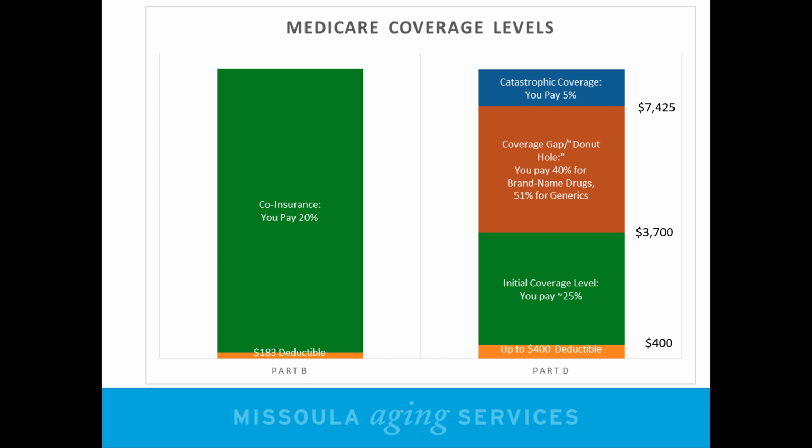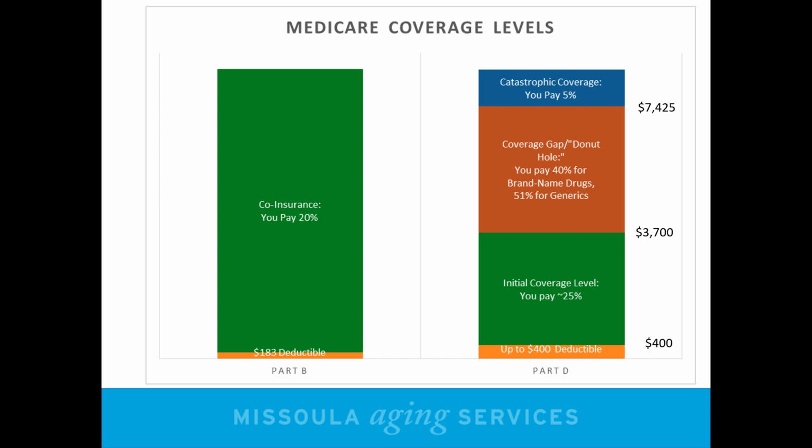Now it gets weird here at $3,700. Now, if your drugs over the course of the year cost $3,700, probably about 25% paid by you and about 75% by the plan, now you're into the donut hole. And this is where stuff gets really weird. You are going to start paying a lot more for your prescriptions. You're going to pay 40% for your brand name drugs and 51% for the generics. So a lot more than that 25% from before.